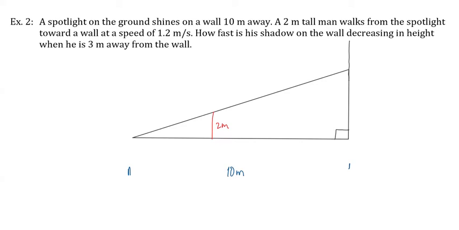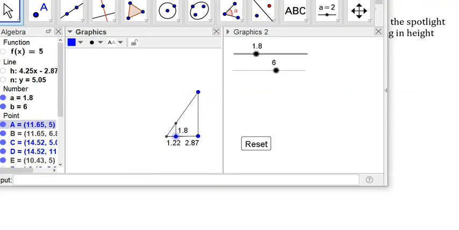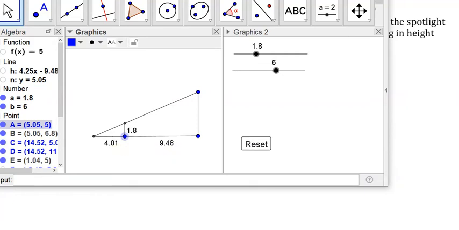So in the first one, let's take a look. See how this is changing, the shadow length, and this is changing, the distance the person is from the lamp post. But what's also changing is the distance from the tip of the shadow to the light source, the bottom of the light source. That whole distance is changing. That is not true in this situation, because in this situation, the lamp post is 10 meters from the wall, and that doesn't change. So what's the other thing that's changing?